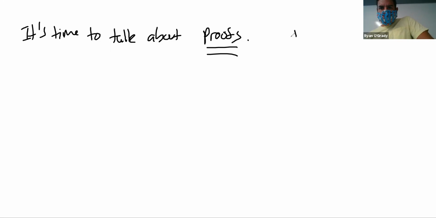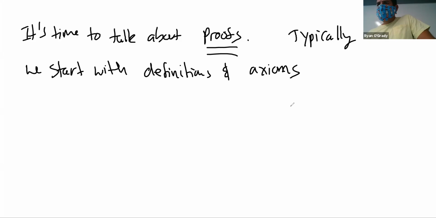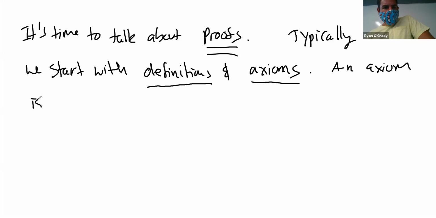So typically, we start with definitions and axioms. For those of you who don't know, an axiom is a statement we assume to be true.